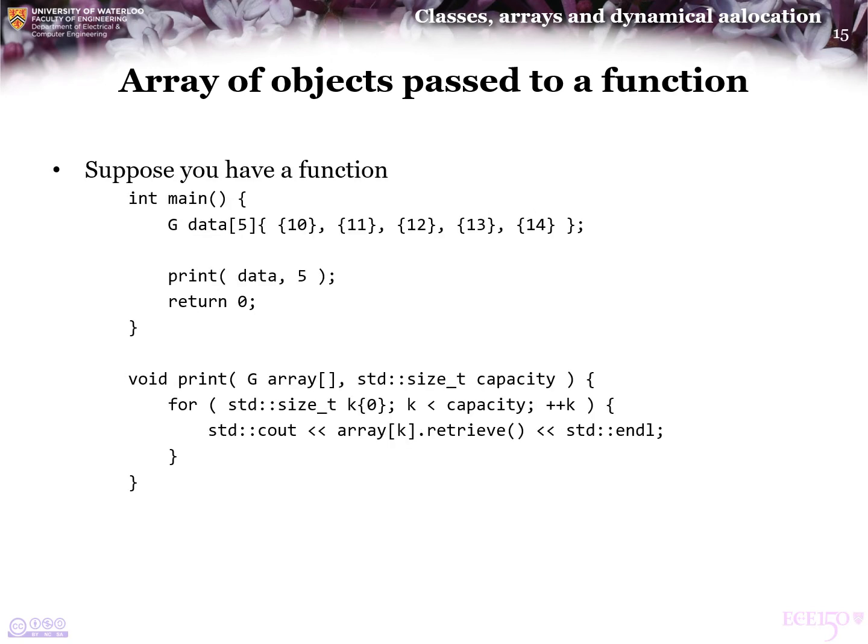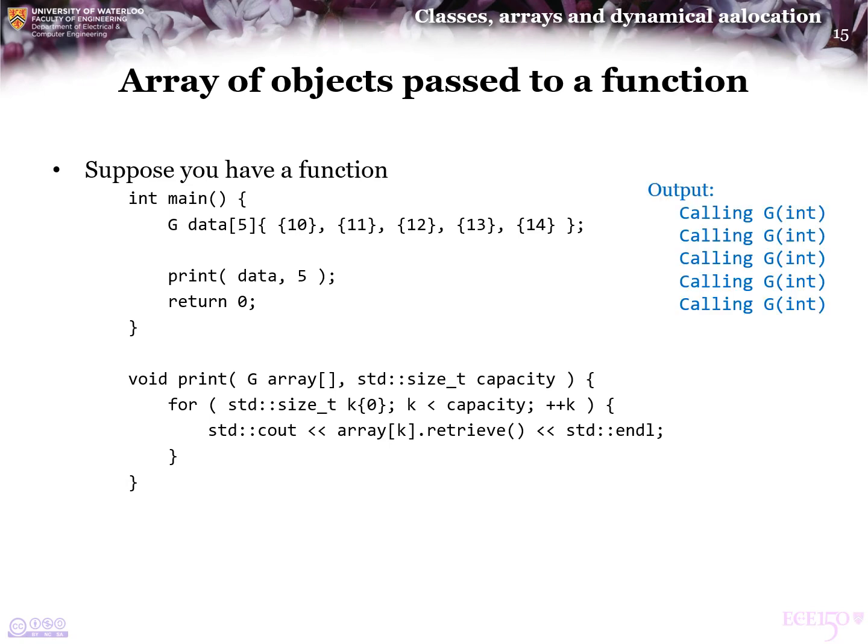Now, this class G has a constructor that requires one argument. Consequently, if we wanted to declare an array of capacity 5 storing instances of this class, we must initialize all 5 entries. So the first statement declares data to be an array of capacity 5, and the constructor is called 5 times, once for each of the 5 entries of the array.